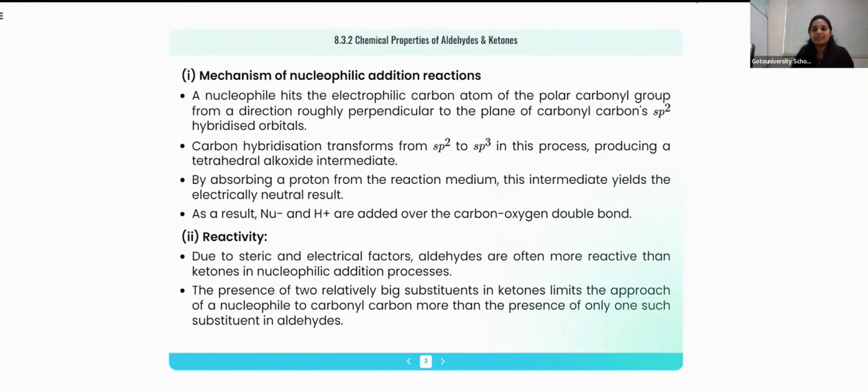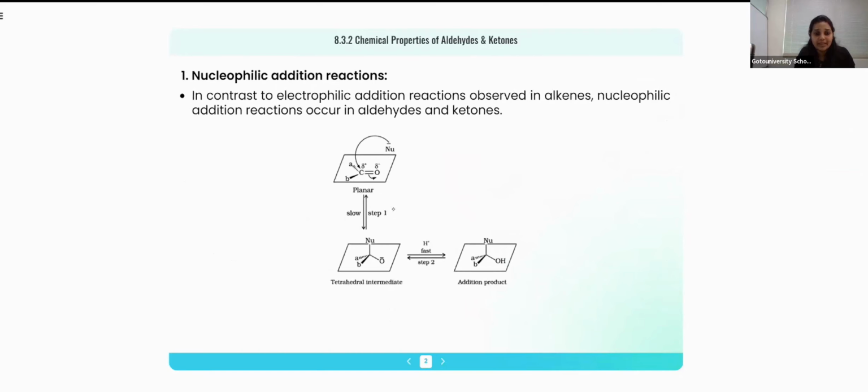Then the mechanism, the same thing. See, the nucleophile attacks the electrophilic carbon atom of the polar carbonyl group. I told you before, right? Then the carbon hybridization transforms from sp2 to sp3. Why is it transforming from sp2 to sp3? As I told you, here the carbon was sp2 because this is a double bonded carbon. When the nucleophile is attacking this carbon, all the bonds around the carbon are single bonds now. Now this carbon is converted to an sp3 carbon. In the product you can see it is an sp3 carbon because all the bonds are single bonds.